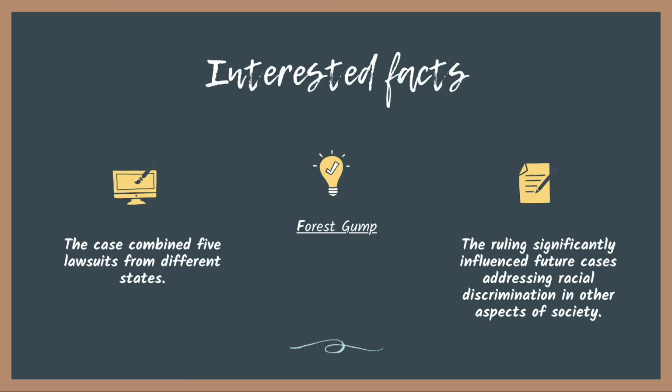Interesting facts. I touched on it a little bit, but the case combined of 5 different lawsuits from different states. Those states included Kansas, South Carolina, Virginia, Delaware, and Washington. Each state challenged a racial segregation in public school, and they grouped together under the Brown decision because they all dealt with the same issue of the 14th Amendment. Another interesting fact is the ruling significantly influenced future cases in addressing racial discrimination in other aspects of society. It set up the civil rights movement for 1964, and there was great success in that.